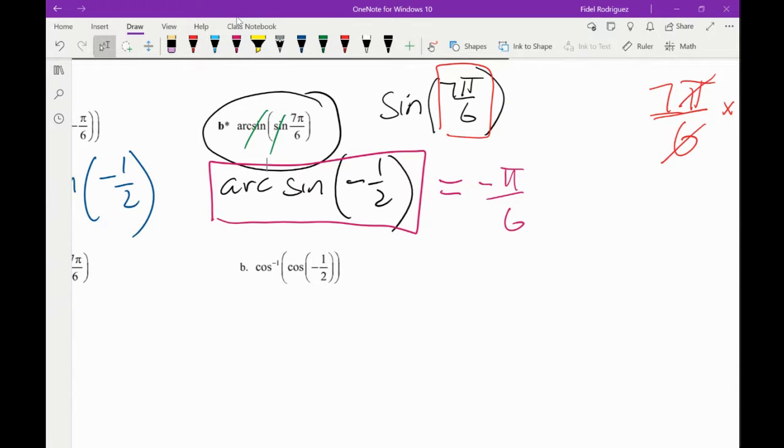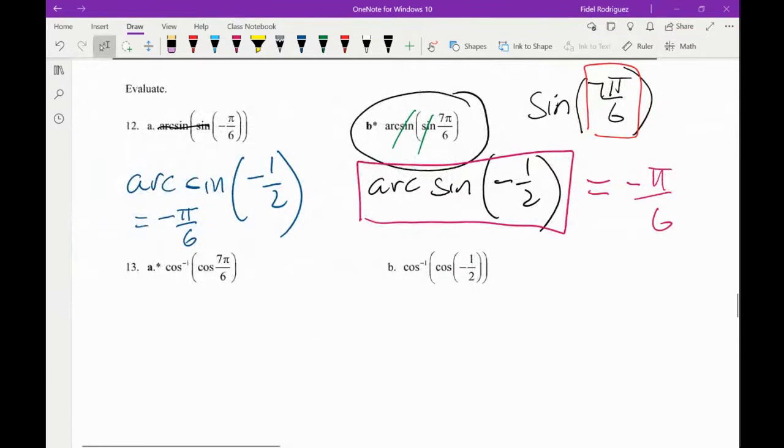I think a lot of people are more comfortable with degrees just because you can think of the triangle, the y over r, the x over r, using the right triangle definitions of trig functions. It makes it, for a lot of people, a little bit easier to do, okay? All right, so let's try the same thing with the next problem, okay?